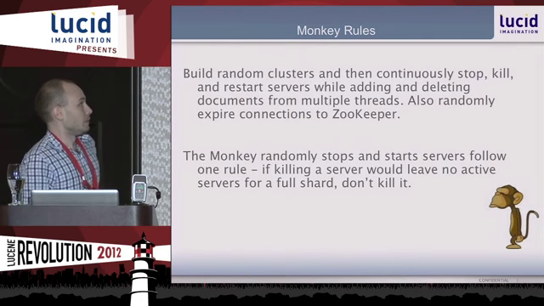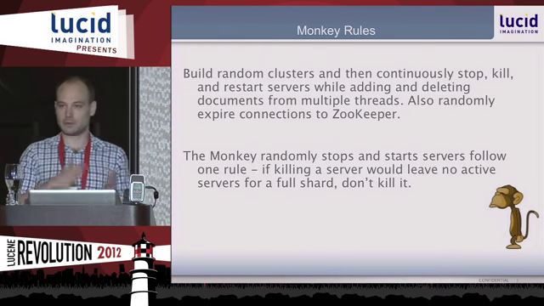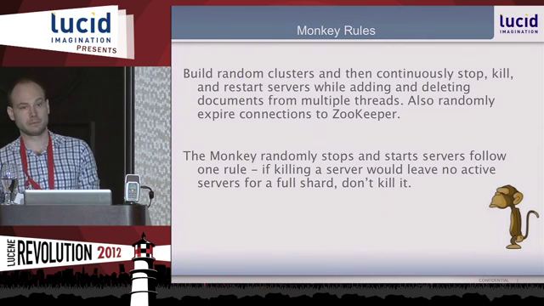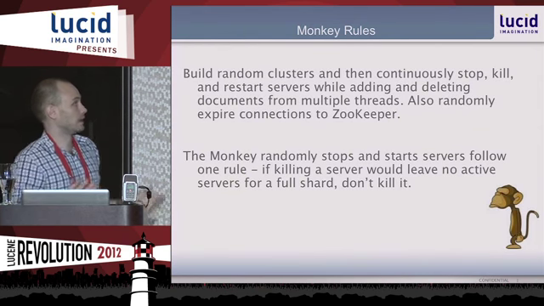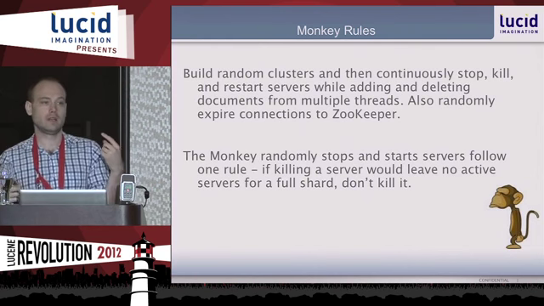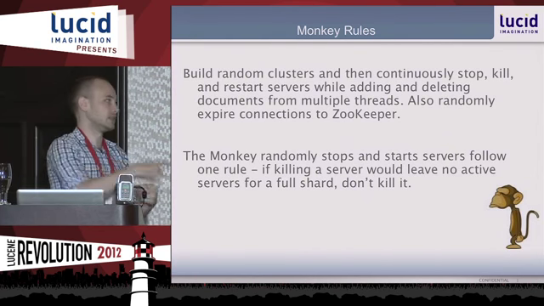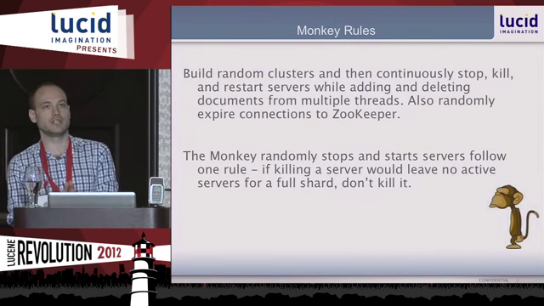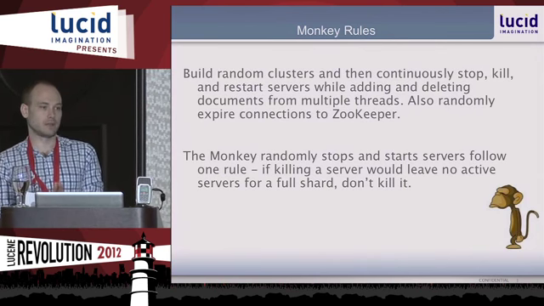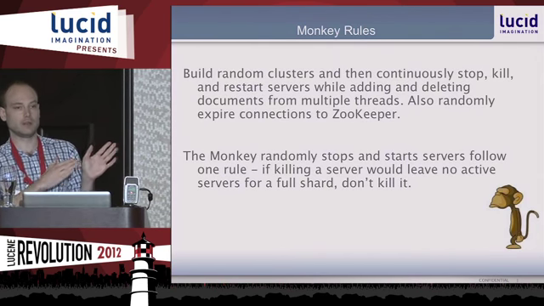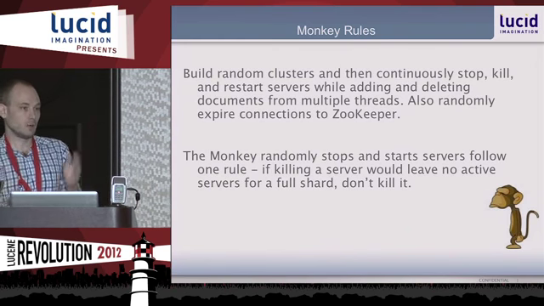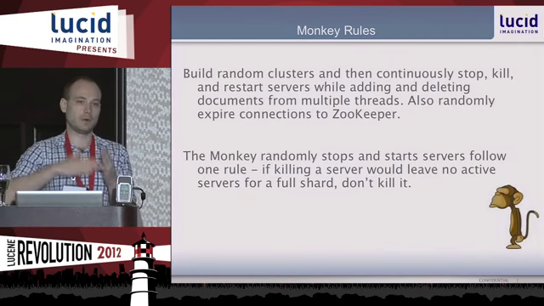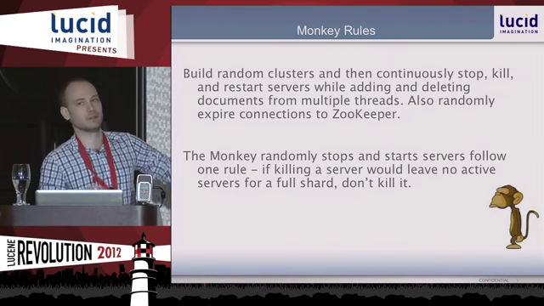So what does it do? Basically, it builds random clusters, different numbers of shards, different numbers of replicas, and then it continuously stops some of them, starts some of them, while at the same time running multiple other threads that are adding documents really fast, as well as deleting documents really fast. Those are using this special SolrJ client called the Cloud Server client, which knows how to talk to Zookeeper, and also does software load balancing. So while servers are going up and down, as long as I'm using this client, I know that I should never see any failures, no matter what, as long as I don't kill every server for a shard.